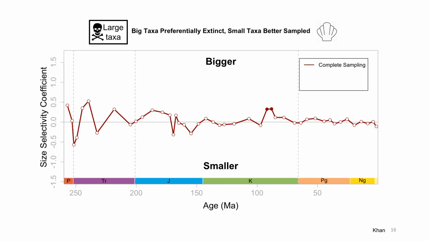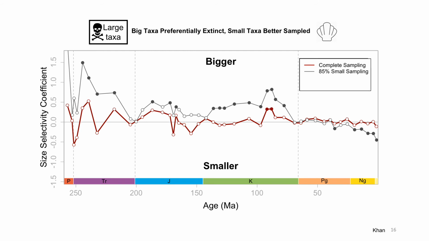Things become a little more interesting when we have a simulated fossil record where bigger taxa are preferentially going extinct. In this slide, small taxa have a higher probability of being collected by paleontologists. The complete record there shows that there are two instances where the p-value is significant. In the late Cretaceous, bigger taxa are more at risk.